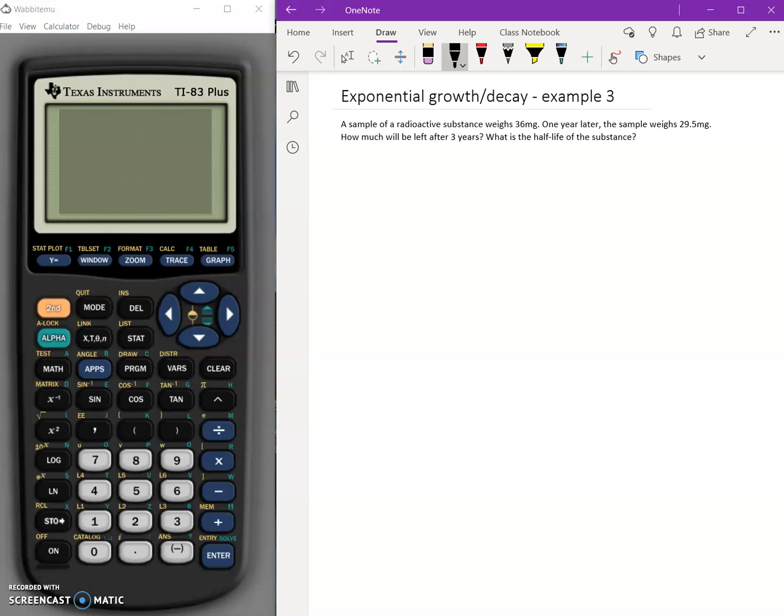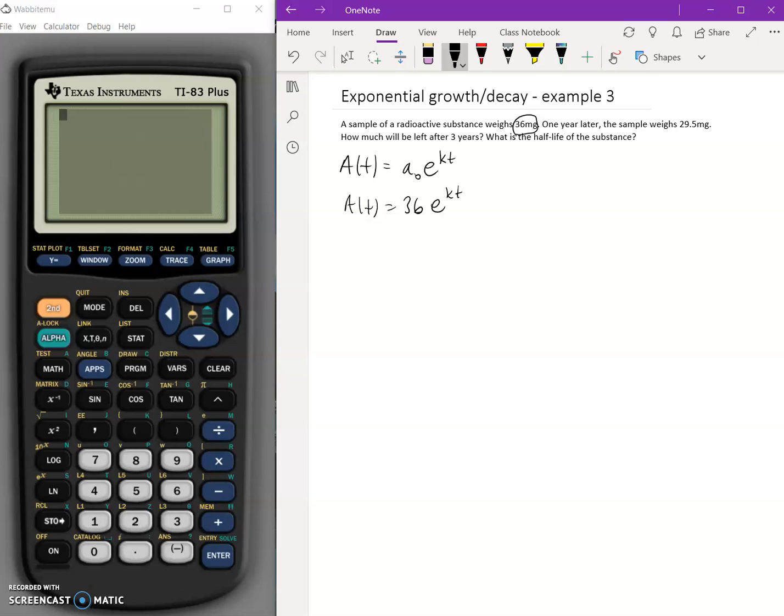Okay, so before we get to understanding what half-life is, the idea behind radioactive decay is that this is going to decay exponentially. So we have this function, A of t, equals A sub 0 e to the kt. This is our general exponential growth and decay model. Now remember, our A sub 0 is the initial amount, and so we start out with 36. So my function becomes 36 e to the kt.